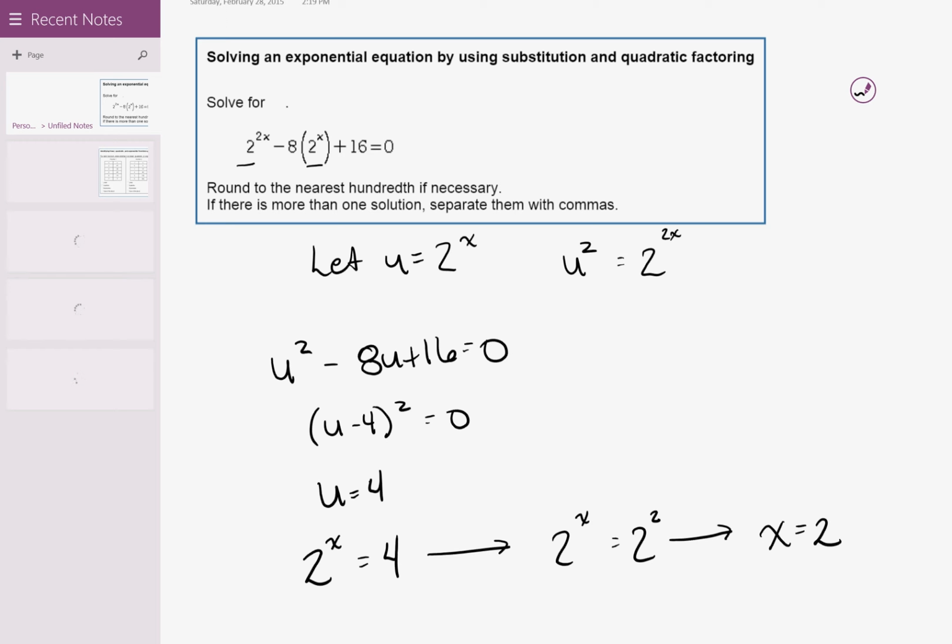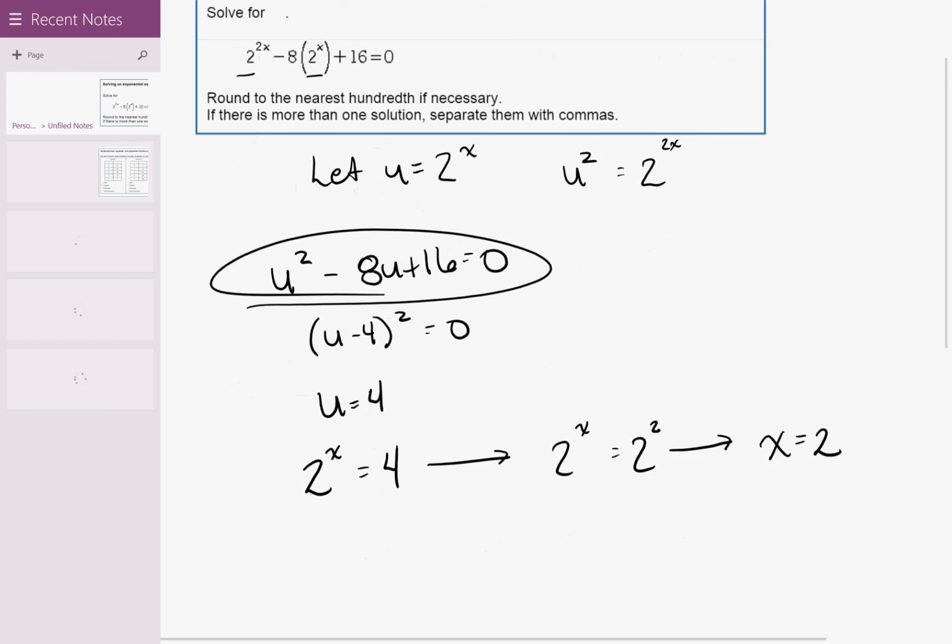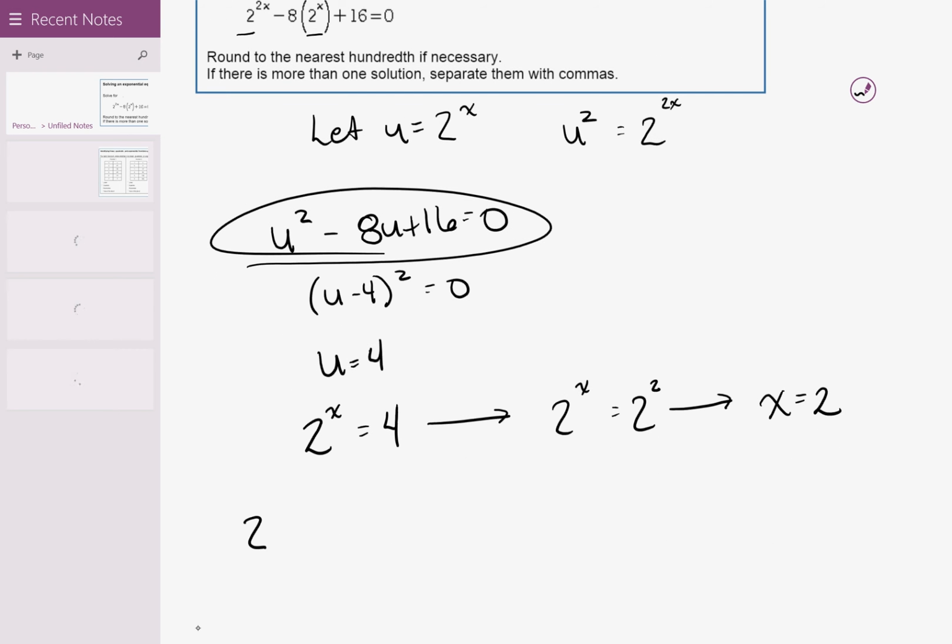I came out with only one solution here because I had a perfect square trinomial, but that isn't always the case. You do, however, have to worry about domain. I'll work another example here real quickly. If I had 2 to the 2x plus 8, 2 to the x plus 16 is equal to 0.